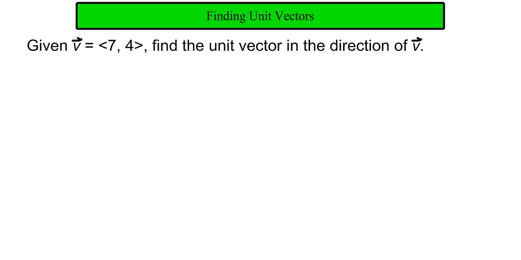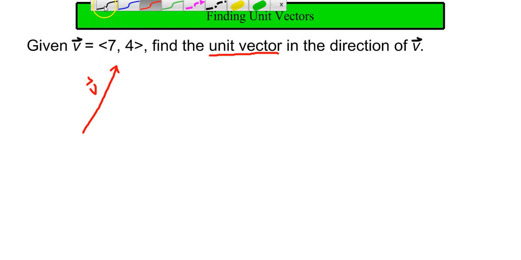Alright guys, last thing for today, I want to take you through a couple example problems and show you how to do these. So what we want to do is we're given a vector and we want to find the unit vector in the direction of v. So v is our vector. It travels 7 in the x direction, 4 in the y direction, so it's going to look something like this. There's v.